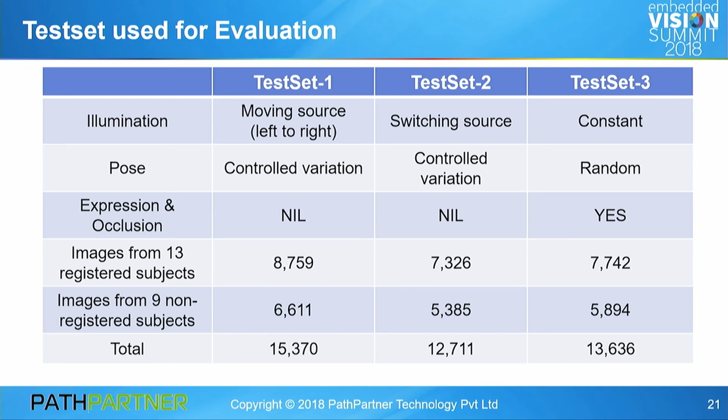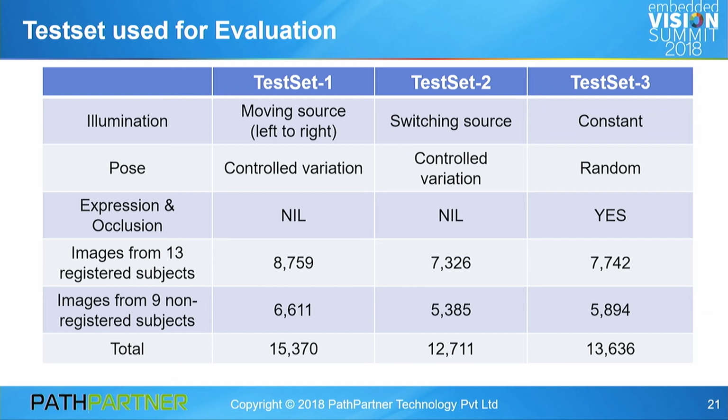We have defined 3 test sets. In test set 1, as you observe, we are controlling the pose, and at the same time, we are trying to change the illumination from left to right. In test set 2, again, we have a controlled pose, but we are switching the illuminations between the constant sources. And in test set 3, we have kept the illumination constant, but we want to see how our algorithm responds to different pose variation, different expression, and different occlusion. And for this experimentation, we have registered 13 people into our data set, and 9 we have not registered. So that being our test set.